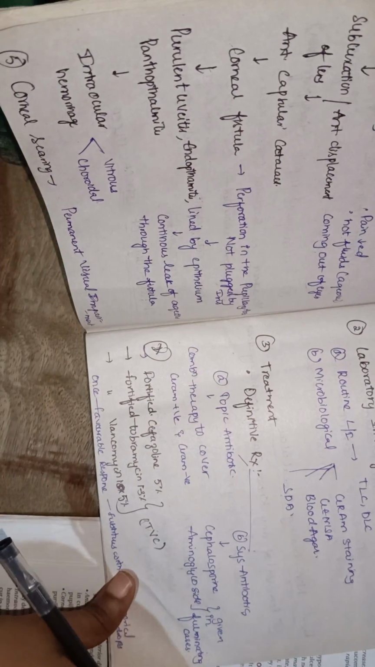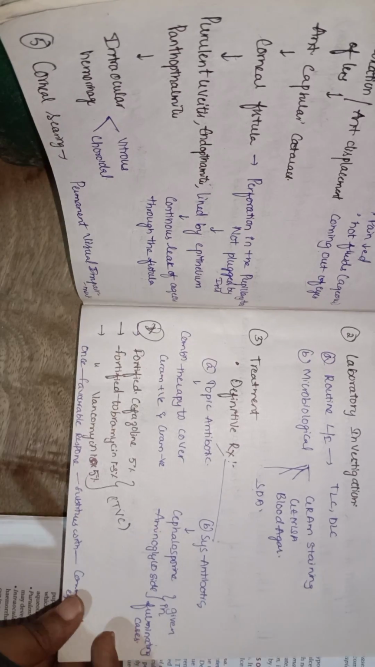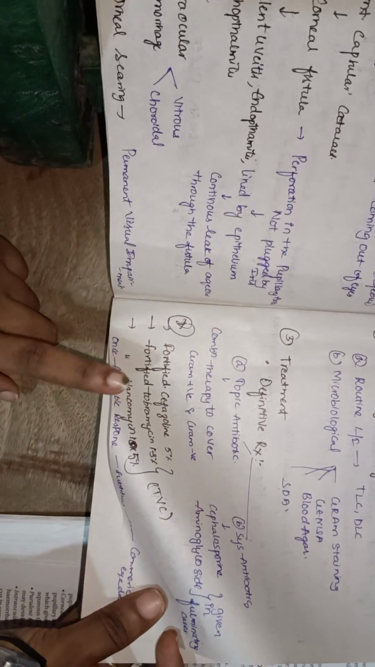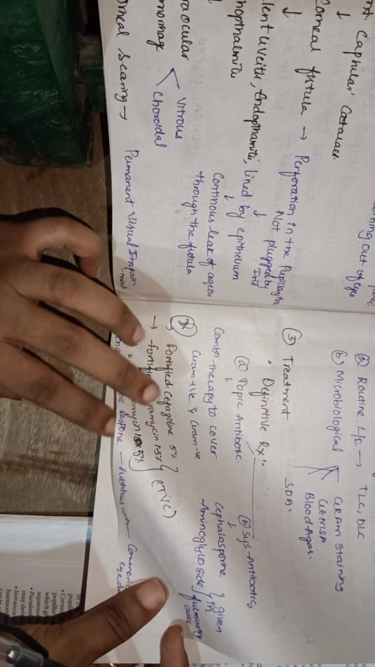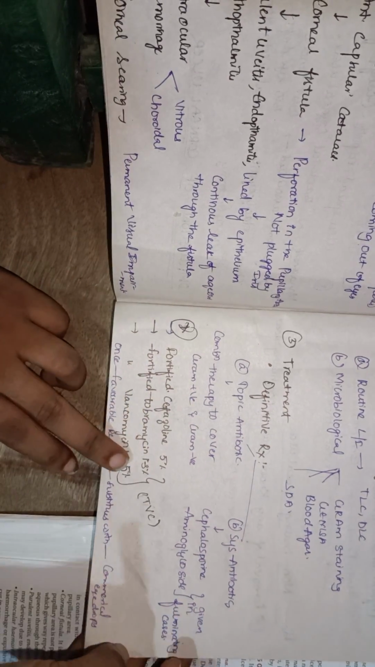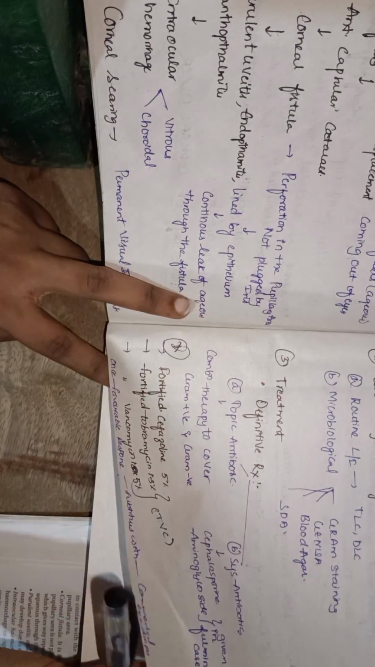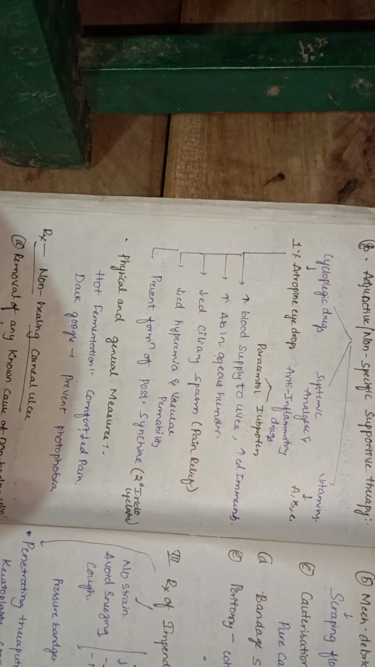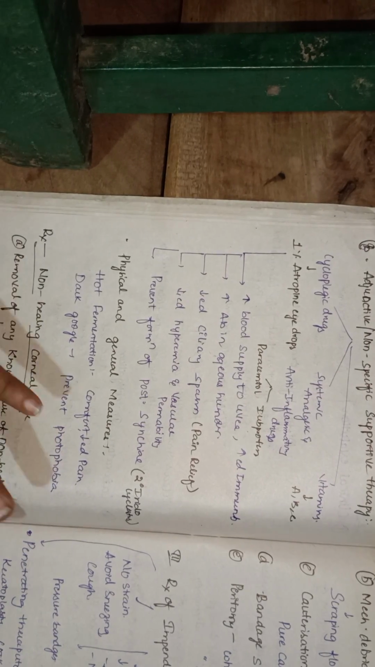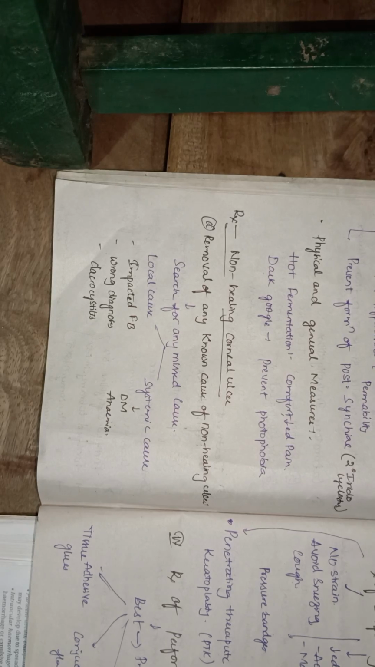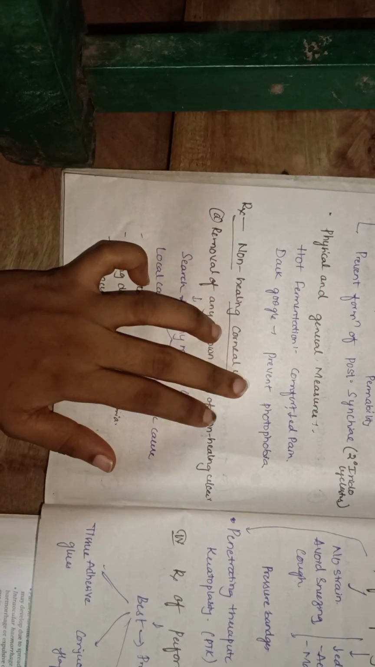First of all, if they ask the treatment, then you should write the antibiotics. Very important antibiotics. All these are fortified. Fortified TVC means tobramycin, vancomycin, cefazolin. Tobramycin 1.3%, vancomycin 5%, cefazolin 5%. Next, adjuvant therapy: atropine for pain, NSAIDs, vitamins. Next, physical and general measures like hot fomentation to decrease the pain, and dark goggles to prevent photophobia.